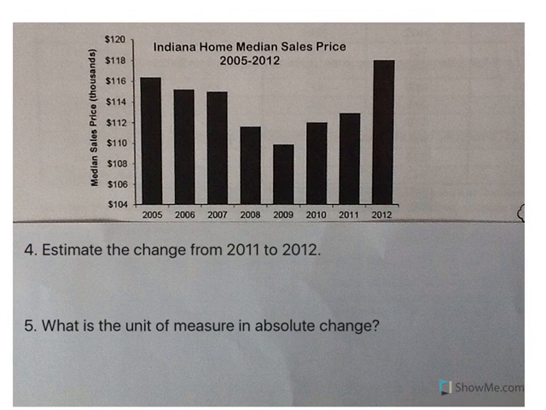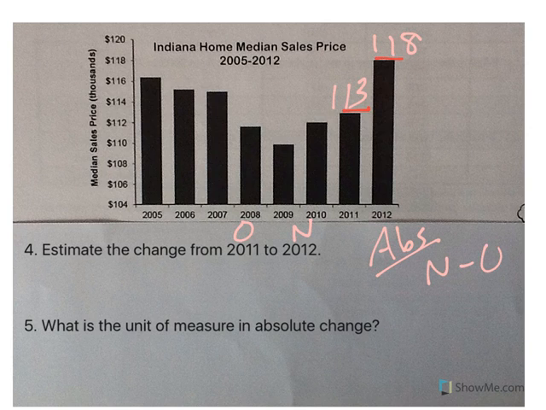Easy to see. Number 4, estimate the change from 11 to 12. Well, we used 118 here, and we're going to use 113 for 2011. So here's my old, here's my new. Absolute change is new minus old. So my value for 2012 is 118 minus the value for 2011, which is 113, and my change is 5,000.